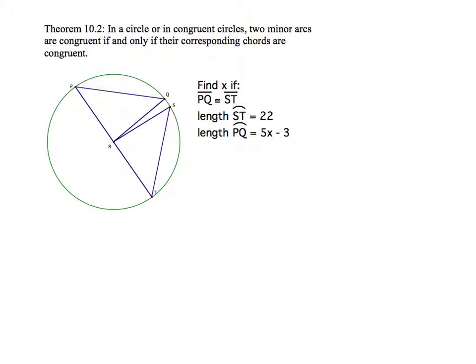So our first theorem says, in a circle, or in congruent circles, two minor arcs are congruent if and only if their corresponding chords are congruent. So know that an arc is just part of a circle, and a minor arc is an arc that is less than 180 degrees. So PQ is a minor arc, QS is a minor arc, ST is a minor arc. And the chords are the straight line segments that connect the endpoints of the arc.